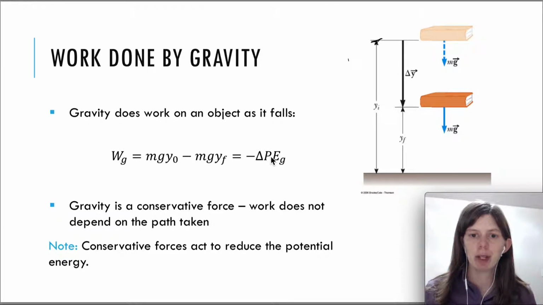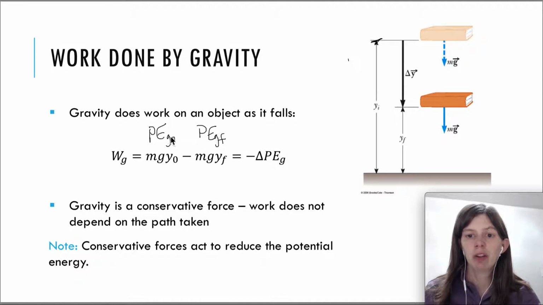In the last part of this video, I want to relate gravitational potential energy to work. So what we have here is work done by gravity, and I use this to help explain this concept of conservative force. But we have that gravity does work on an object as it falls, and we're given that the amount of work that gravity does is equal to mgy initial minus mgy final. And we learned that mgy would be the initial potential energy, and then mgy final would be the final potential energy. So we have an initial minus a final.